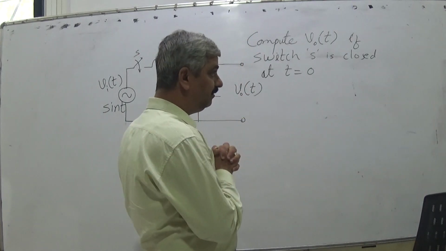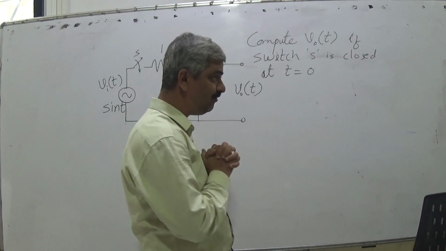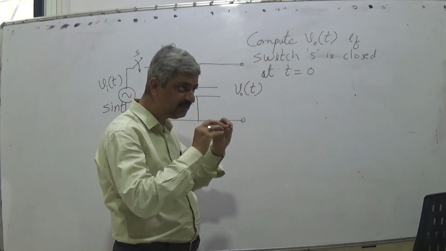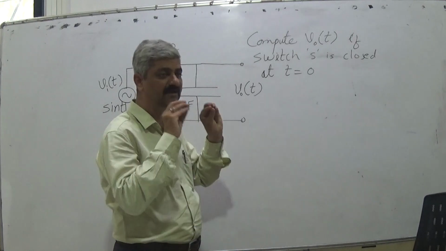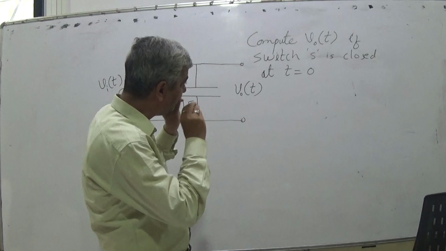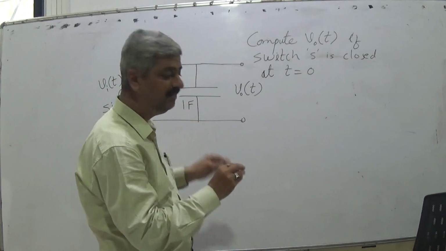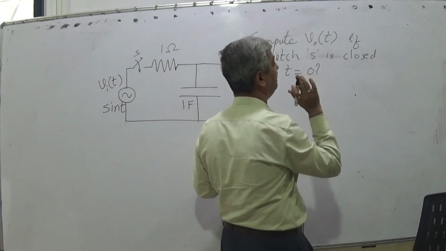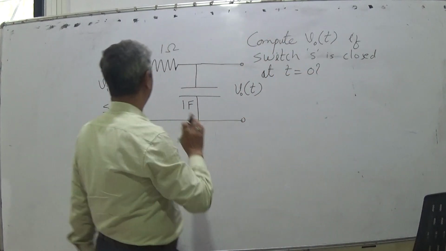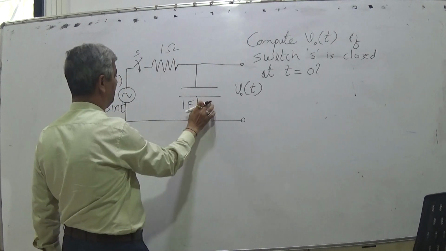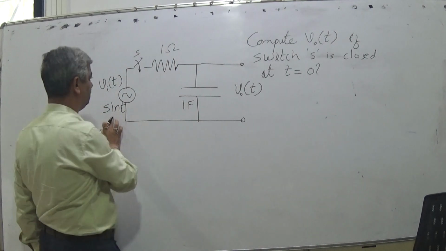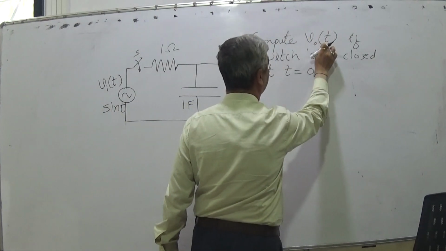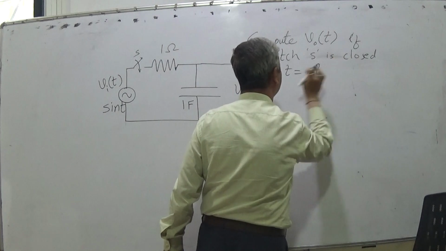But my question now is whether the problem which is asked to be solved by you is completely described, or something is still incomplete. Can this problem be solved with the given information? The 1 ohm value is given, the 1 farad value is given, the input signal is given, the switch is given. Compute the expression for V out of t if switch S is closed at t equal to 0.